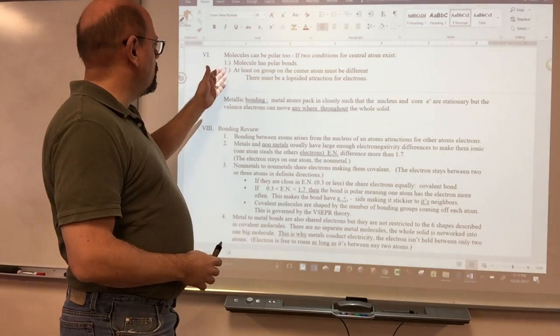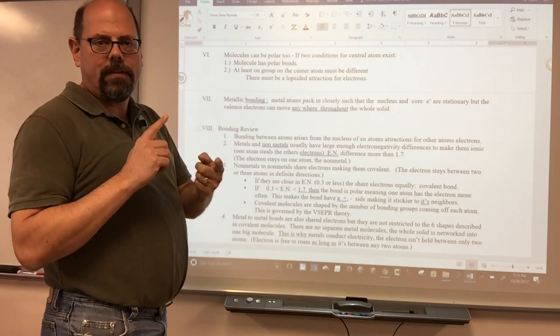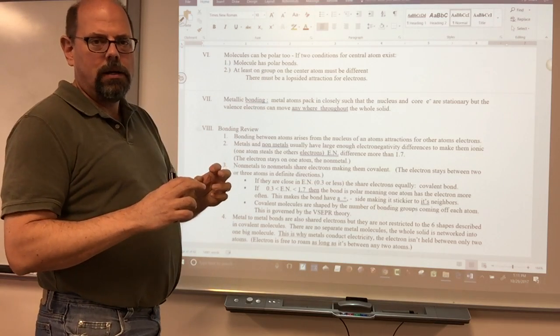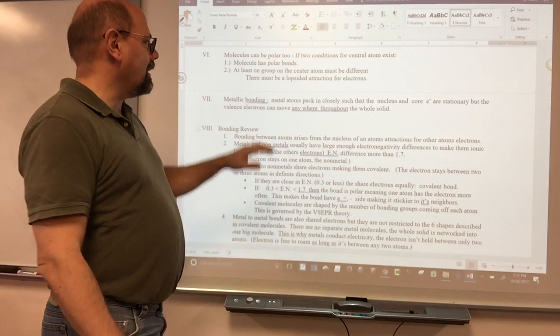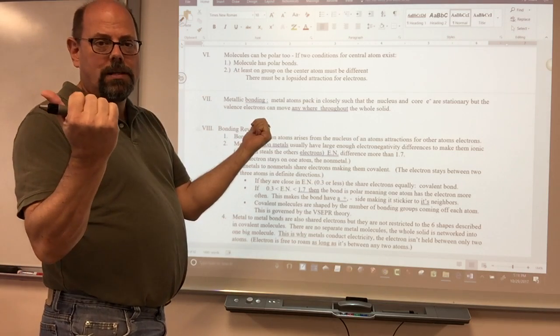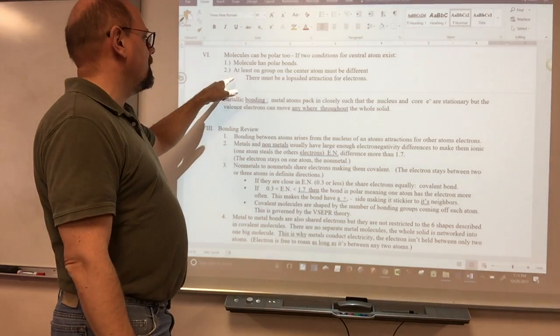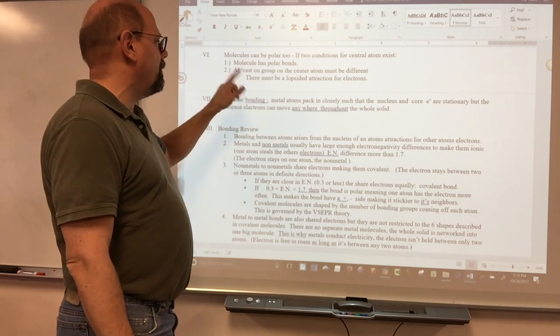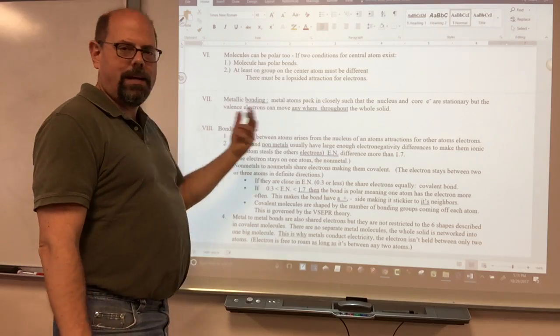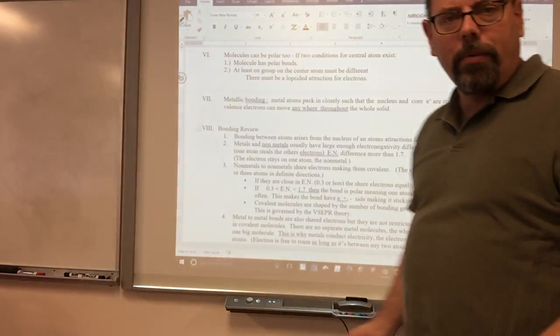So let's see if we can determine this. First of all, a molecule has to be polar if it has a polar bond. At least the bonds have to be polar. But that doesn't force it to be a polar molecule, because if the bonds are polar but they're opposite each other, then the plus and minus sidedness does not occur. So the second one is at least one of the groups on the center atom must be different from the other. There must be a lopsided attraction for electrons. So let's draw a couple of molecules and see if they're polar.